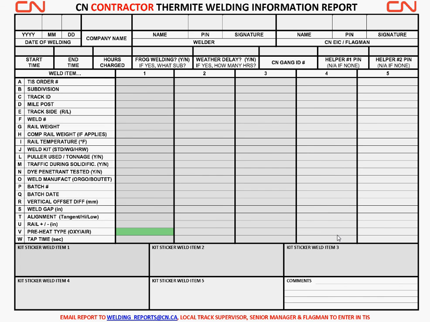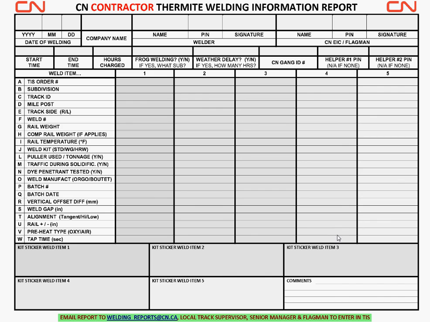Preheat type, whether it be oxygen or air. Please specify. Tap time. This is the tap time as you make the weld. One of the last things you have to put is comments. If you are welding on a frog, please put in the comments which frog you welded on. And you can put an order number if you only welded on a frog. If you have certain conditions that you'd like to note, please put them in the comments.